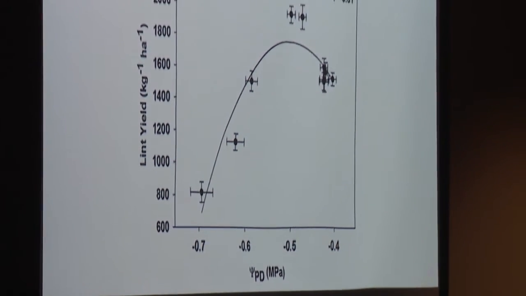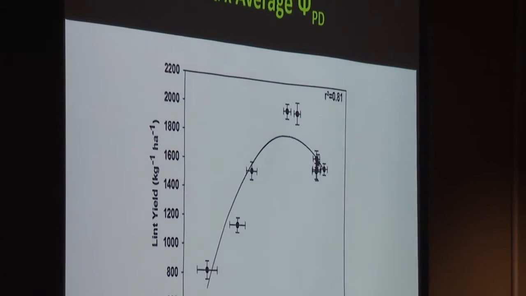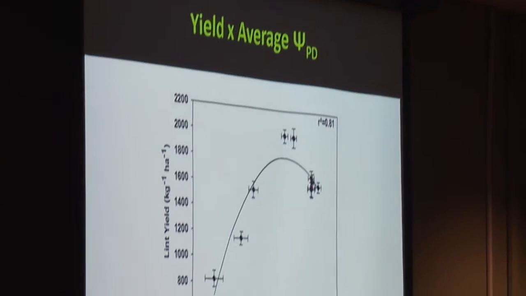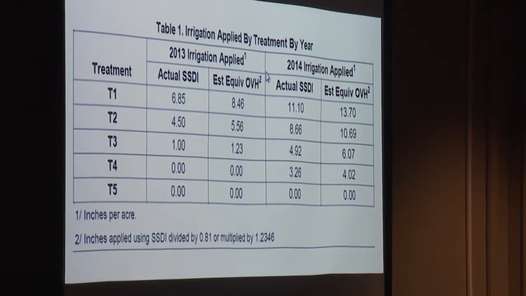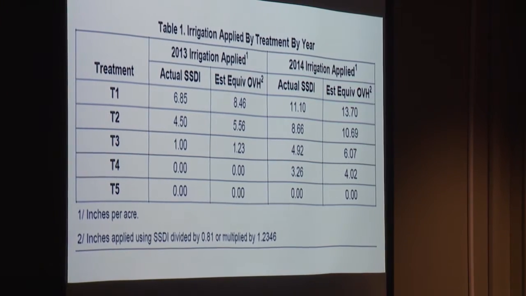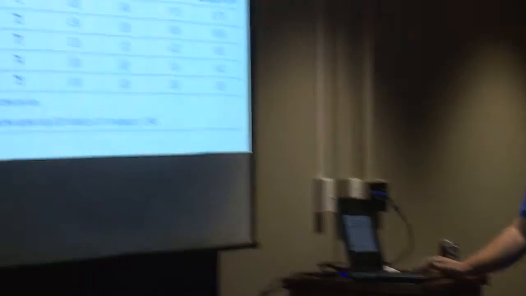All right, if we look at the average pre-dawn water potential, what it looks like is a 5-bar trigger gave us our highest yield there. All right, so the next thing that I want to talk about: we know that treatment was the most water use efficient, and we also know that it gave us the highest yields. So what about net returns?